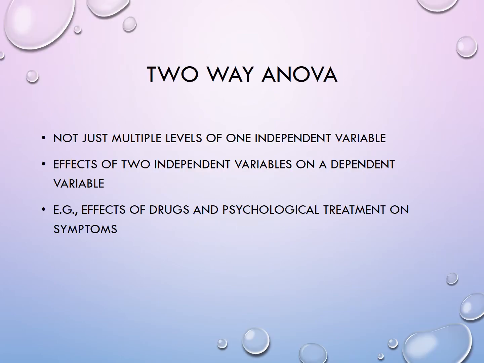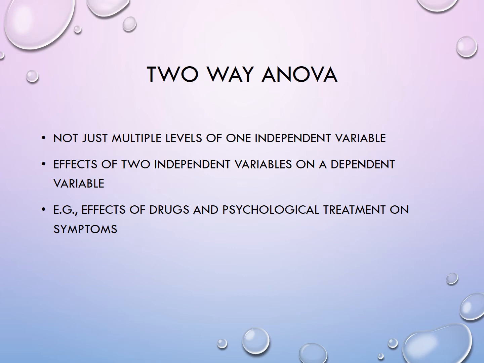So we're going to start with the two-way ANOVA, and the thing that you want to make sure that you're clear on is that in a two-way ANOVA, this is not just like two levels of an independent variable. This is actually two different independent variables predicting an outcome or dependent variable. So for instance, an example might be, what are the effects of drugs and psychological treatment on symptomology, right?